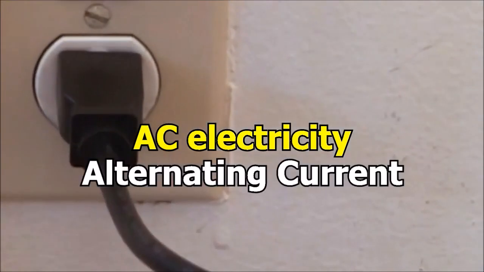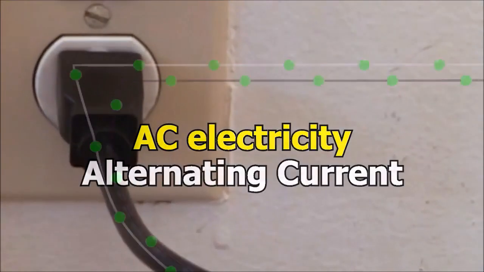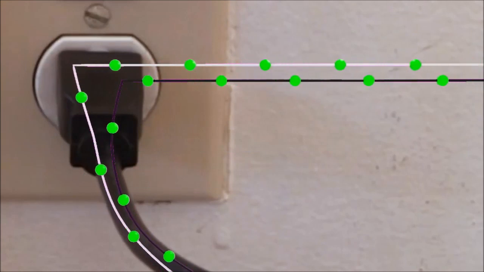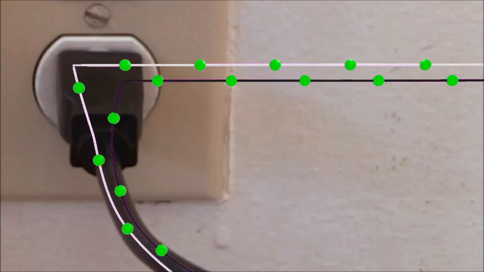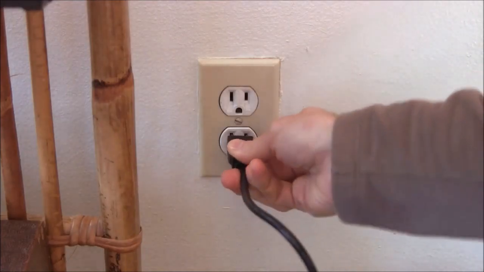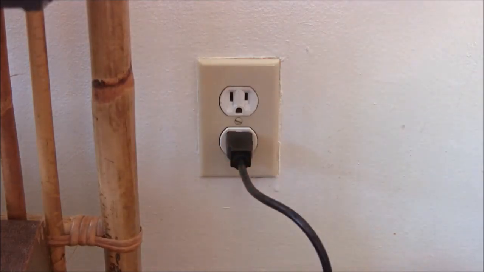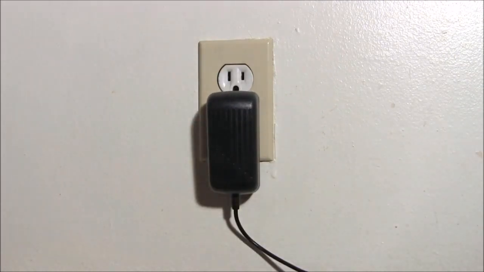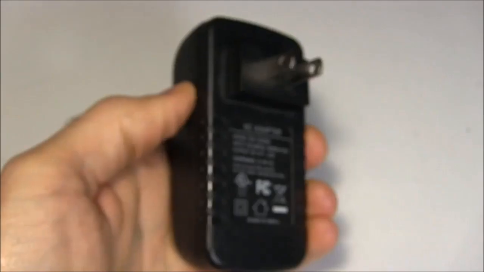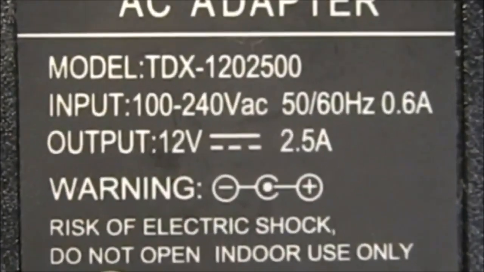AC electricity stands for alternating current. In that case, the electrons move in one direction, then reverse direction, and then reverse again. They alternate in directions. Anything that you plug into a wall socket in your house uses AC electricity. Though if you're plugging in an adapter, most adapters convert electricity from AC to DC. You can see that if you read the label. The input usually says AC, but for the output, instead of saying DC, it often has this horizontal line with a dashed line under it, which means DC.